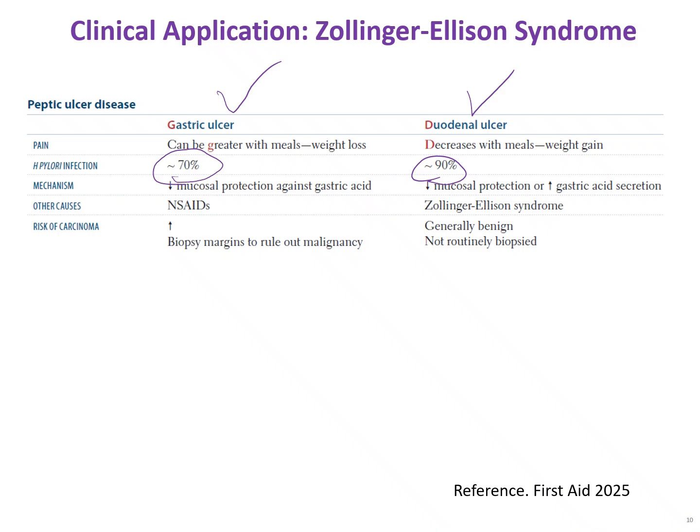So what happens in gastric ulcers? There is decreased mucosal protection, so that leads to erosion, so that may cause mucosal damage. It is the same in both gastric and duodenal. Whereas a major cause in gastric ulcers is especially NSAIDs, whereas in duodenal ulcers, it is Zollinger-Ellison syndrome and H. pylori, right? And especially the risk of carcinoma is very increased in gastric ulcers, whereas duodenal ulcers are generally benign, all right? So duodenal ulcers are not routinely biopsied.